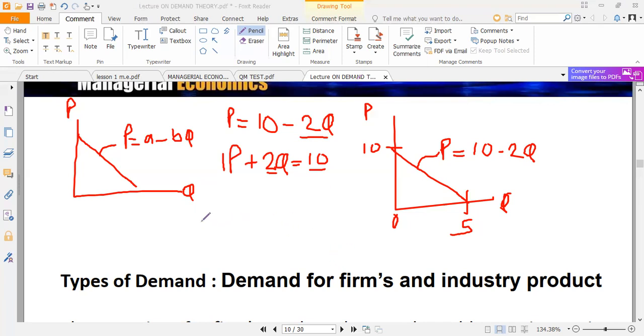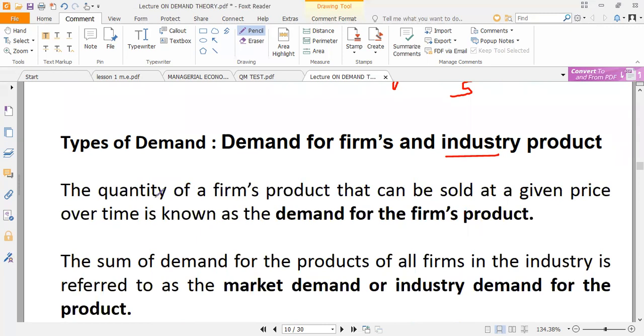Now we've spoken to say the demand comes from the individual to the market, then to the industry. So the quantity of a firm's product that can be sold at any given price is known as what? The demand for the firm's product. But the sum of the demand for the products of all the firms in an industry is referred to as the market demand or the industry demand for the product.